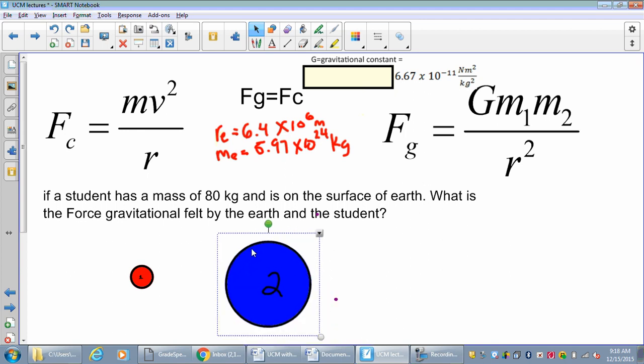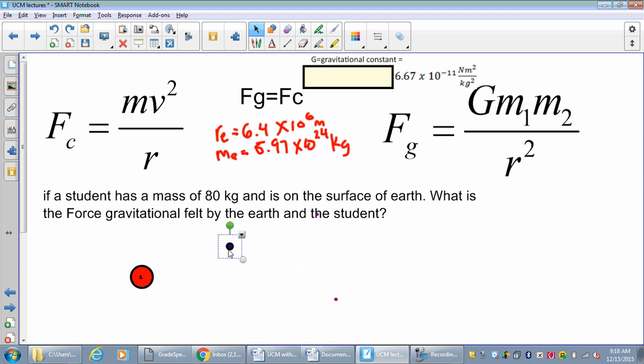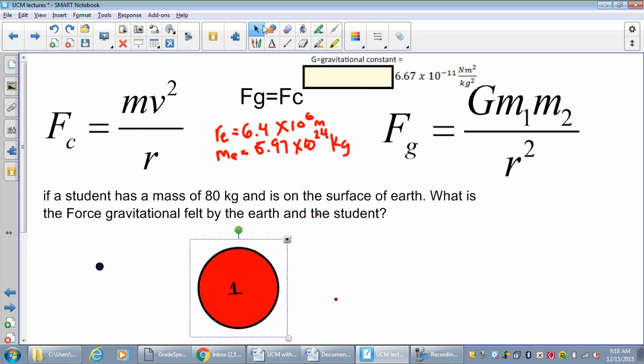So let's say this is the Earth. Actually, let's say the red one's the Earth. That's kind of weird, but let's say that's Earth. Your student would be standing right here.